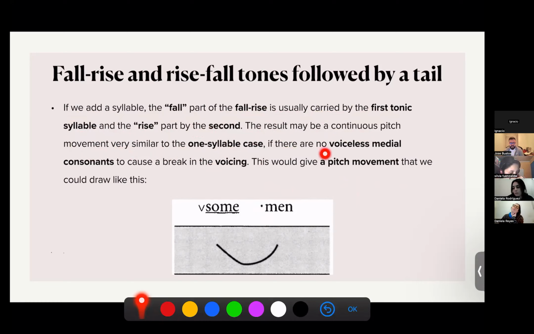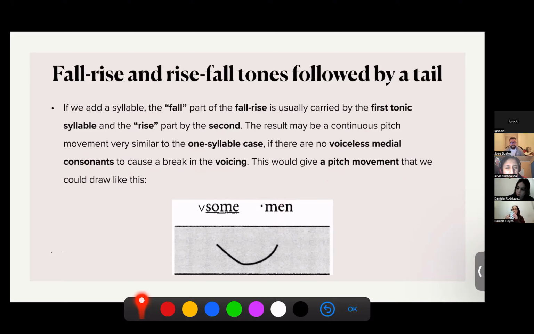If they are not voiceless medial consonants, what are the voiceless? The ones that don't produce vibration. Yeah, the ones that don't have vibrations, okay? So if there is no voiceless medial consonant to cause a break in the voicing, this will be a pitch movement that we could draw like this one.